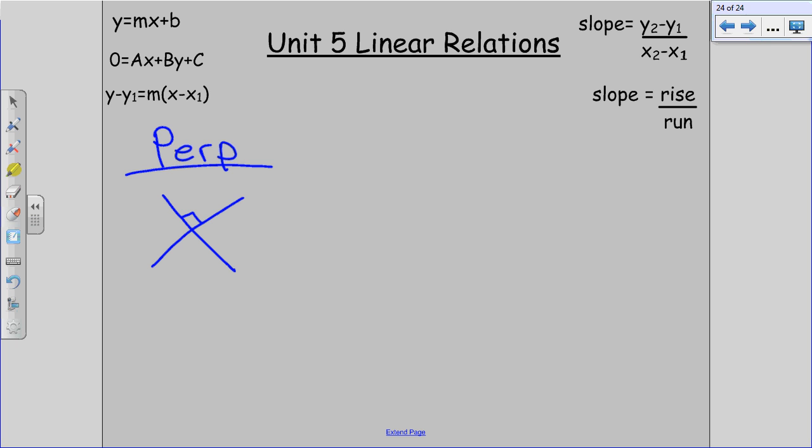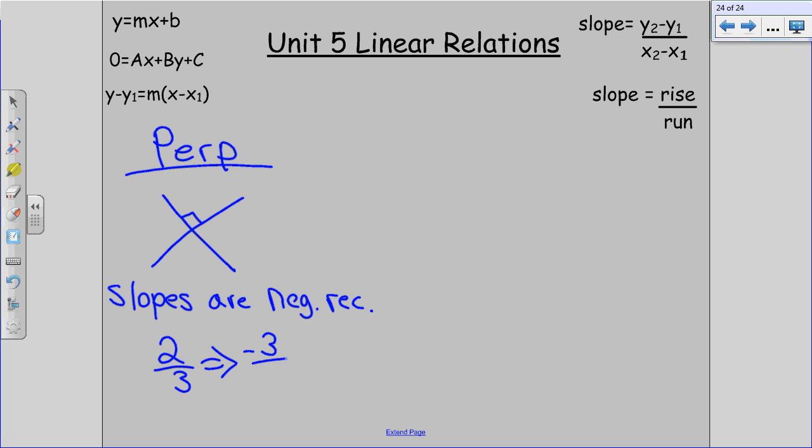We had a name for it, don't we? Opposite and different symbol, we call that negative reciprocal. That means if you had something like 2 over 3, its perpendicular slope would have been negative 3 over 2. That's what perpendicular means, so that's just a review.